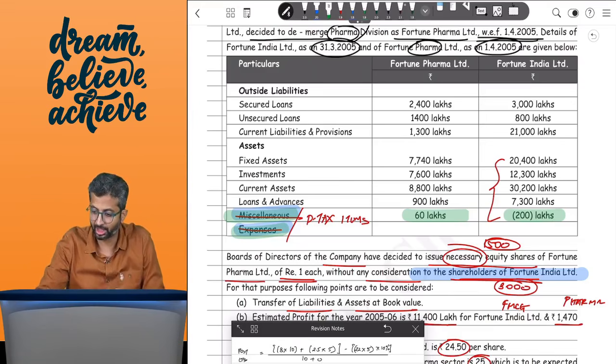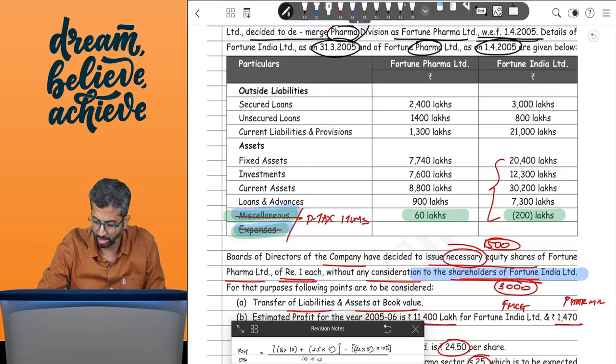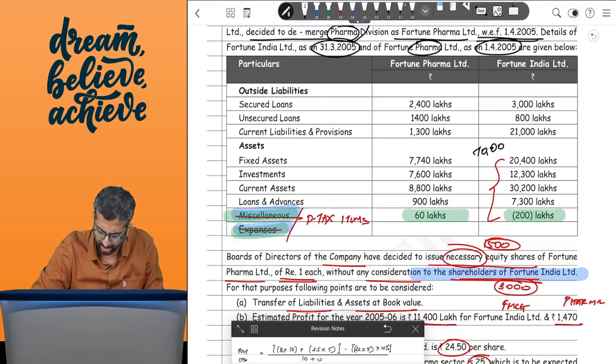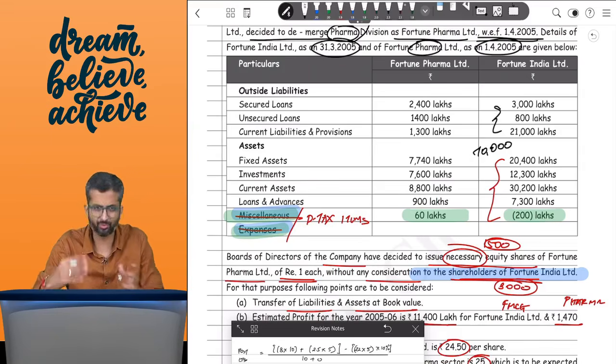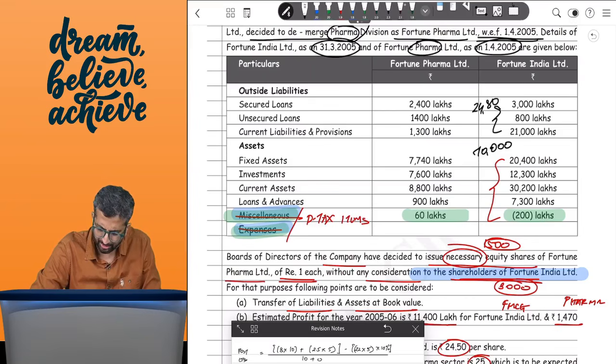So if I were to take it, I will say 20,400 plus 12,300 plus 30,200 plus 7,300 minus 200, that is 70,000, will be my total assets. If I take it as miscellaneous expenses, I will not take 200, and my liabilities will be 3,800 and 21,000. I think they have made it 21,200 also over here, but nevertheless, your numbers even in the main exam can be slightly different. So basically, 70,000 minus 24,800 will be 45,200. This will be 45,200 for Fortune India.